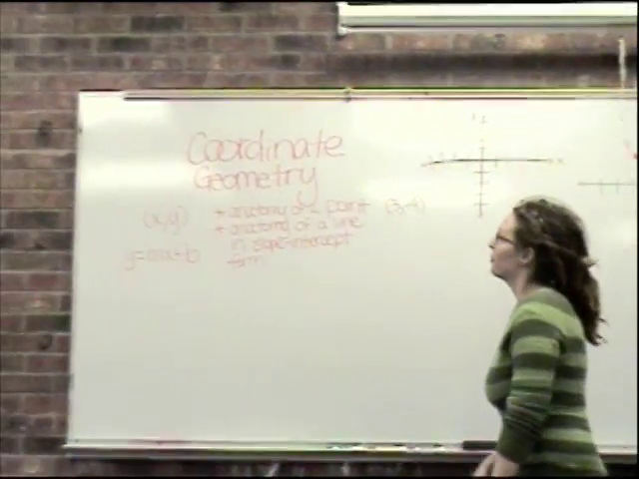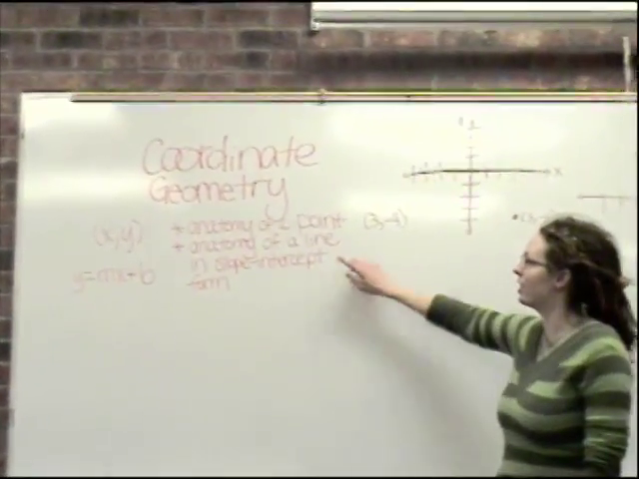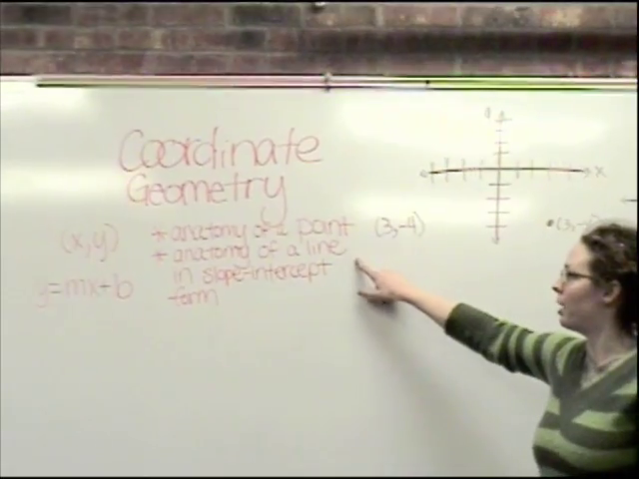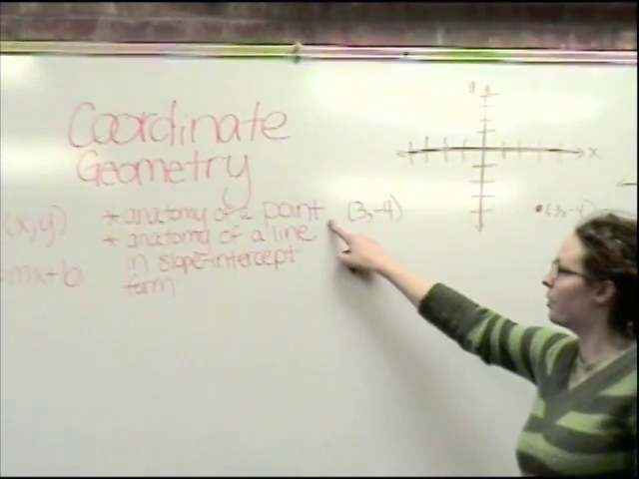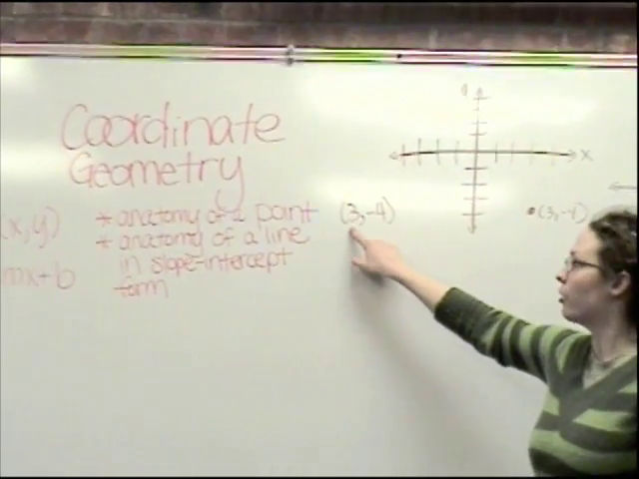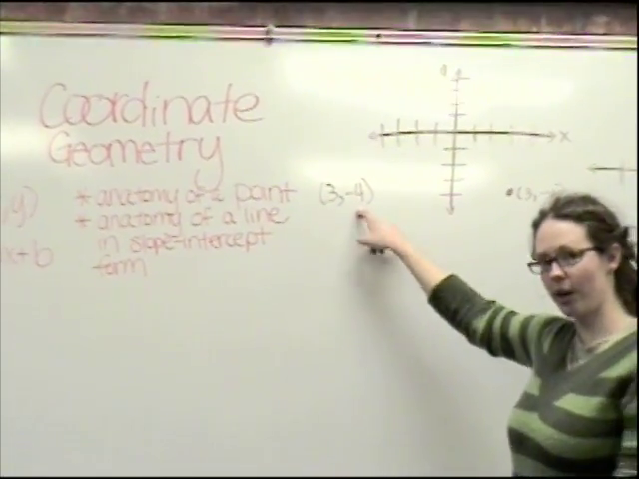Before we get into that, I know you're really excited to find out how to do it, but two really important central concepts that we're going over right now are the anatomy of a point and the anatomy of a line in slope-intercept form. So first of all, a point is always going to look like this, where 3, for instance, is x, and negative 4 is y, okay?